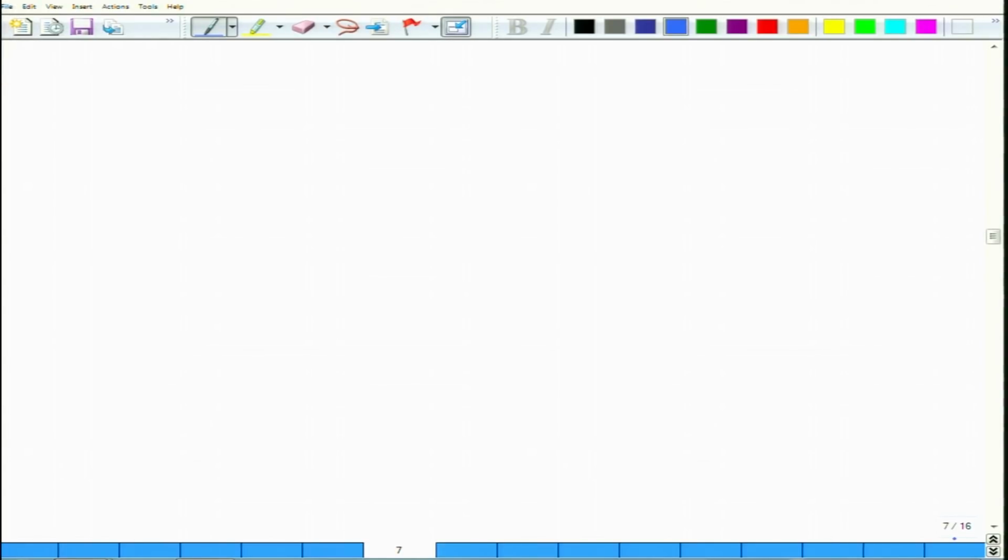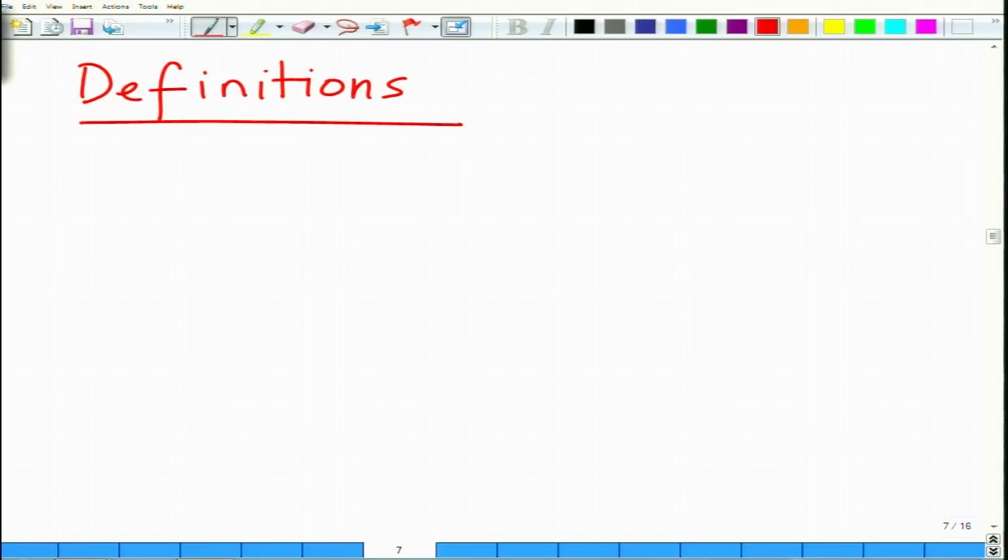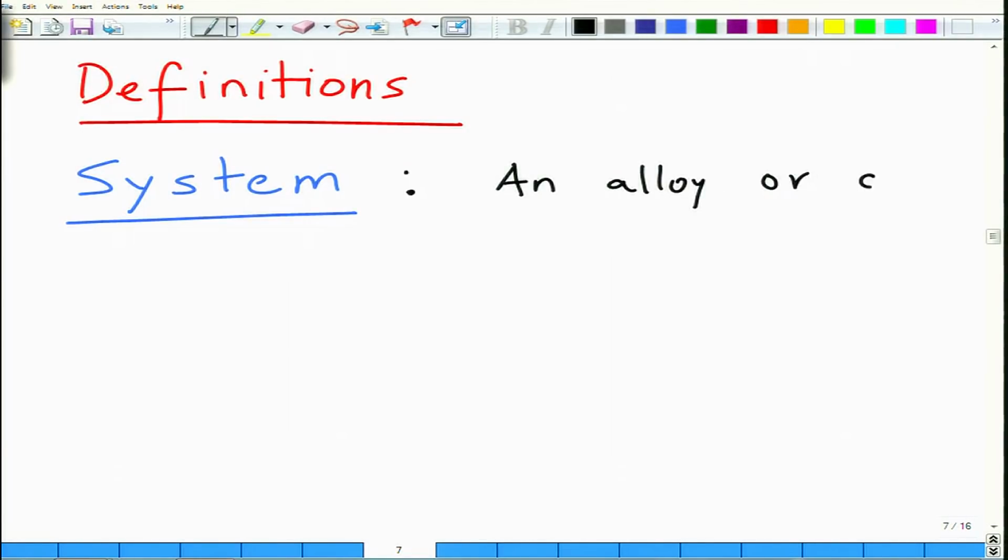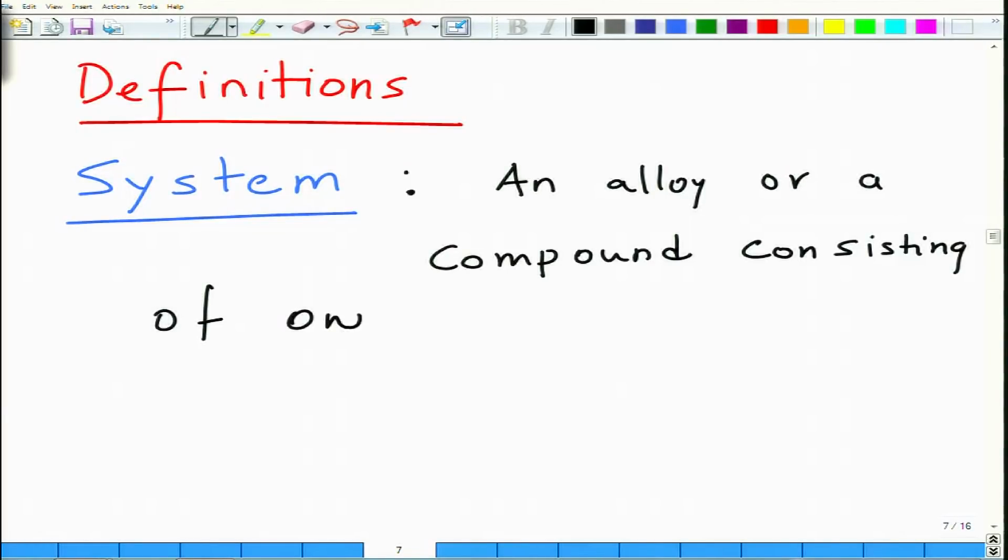So let us first define a few thermodynamic parameters. We will just look at definitions first. Okay, and in the definitions we will first start with what we call systems. So in thermodynamics, we generally call a material or an alloy or a compound a system. In the context of materials, a system is defined as basically an alloy or a compound consisting of one or more phases.